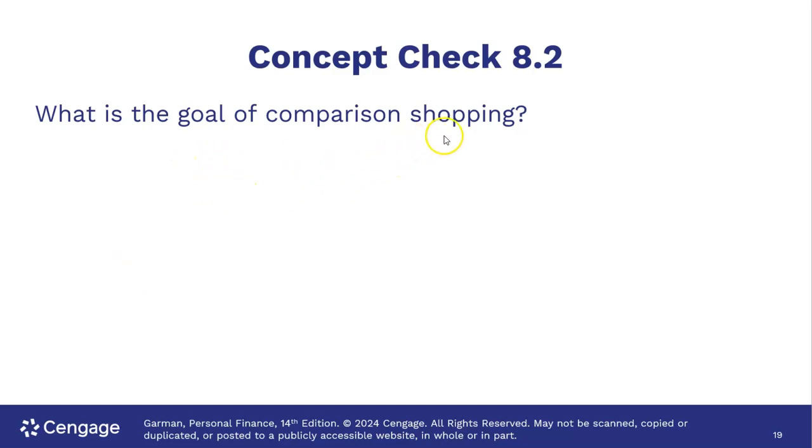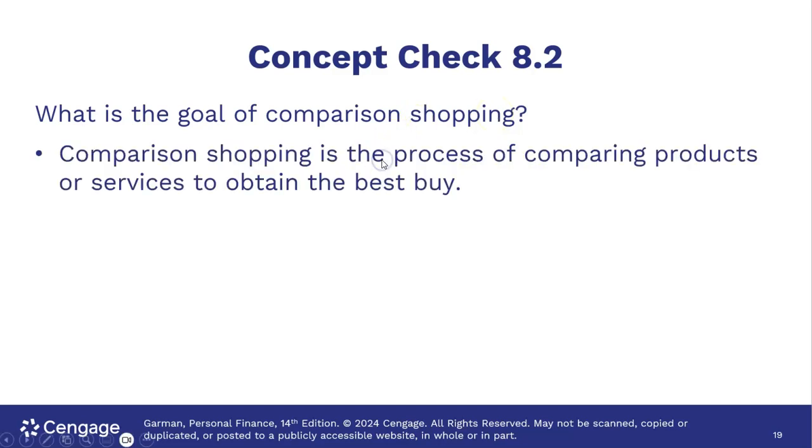Okay, what is the goal of comparison shopping? Simple. Comparison shopping is a process of comparing products or services to obtain the best buy. You want to get the quality and features that you want. And in today's world, that can be kind of difficult because, like when you're buying different vehicles, the vehicles typically come with packages. So the package may have a whole lot of features that we don't necessarily need.